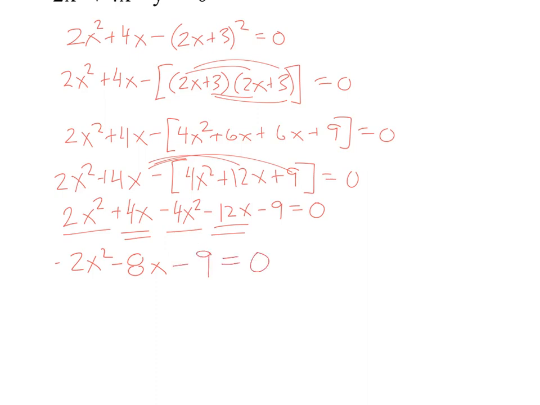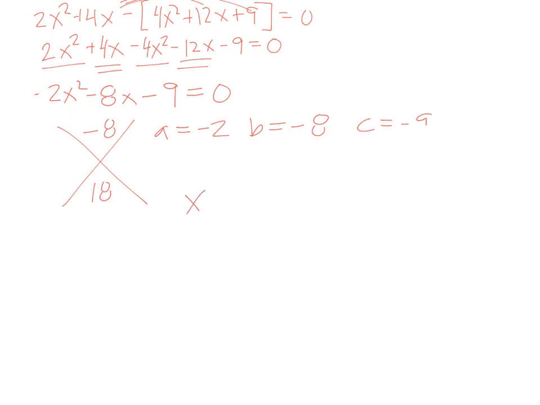Alright, so let's see if we can factor this. We need to find two numbers that add up to -8 and multiply to give us 18. Alright, and there aren't two whole numbers that work. So what do you do in this case? You can't factor this. Well, maybe the quadratic formula will work, because that'll give you whole number solutions as well as non-whole number solutions. So let's figure out: my A is -2, B is -8, and C is -9.